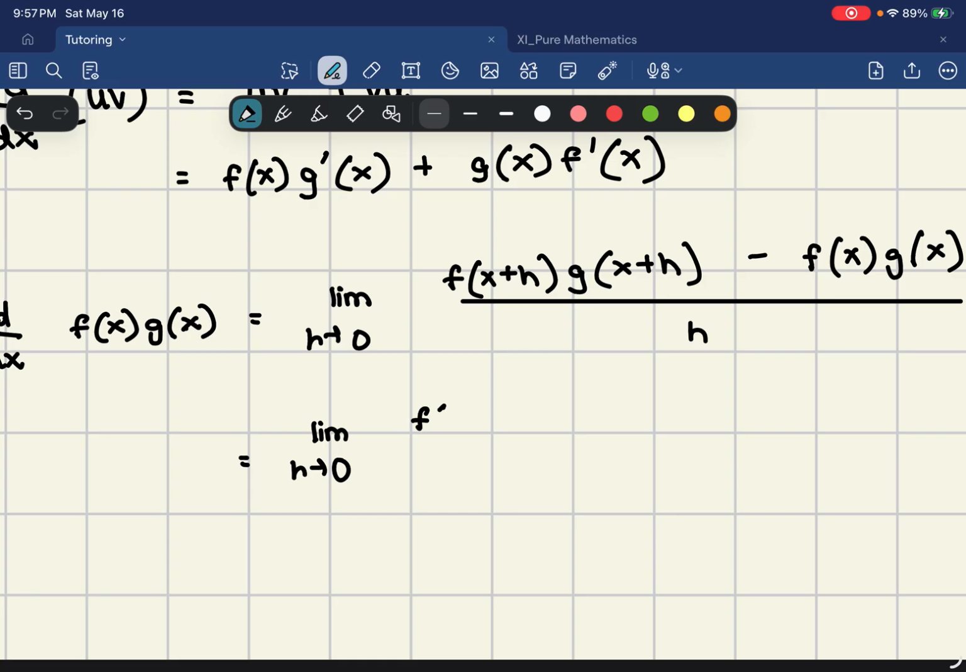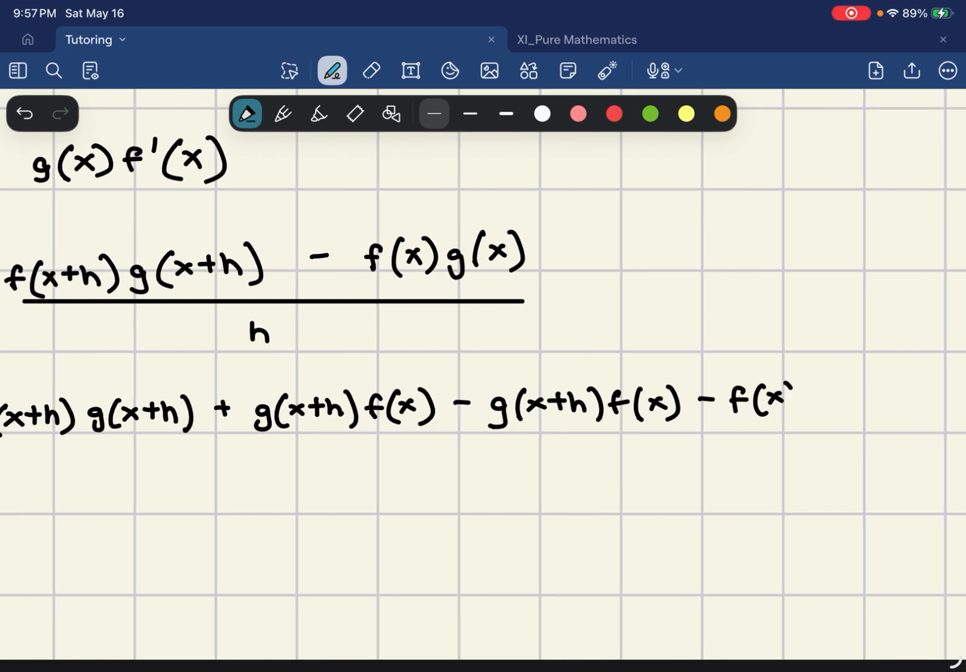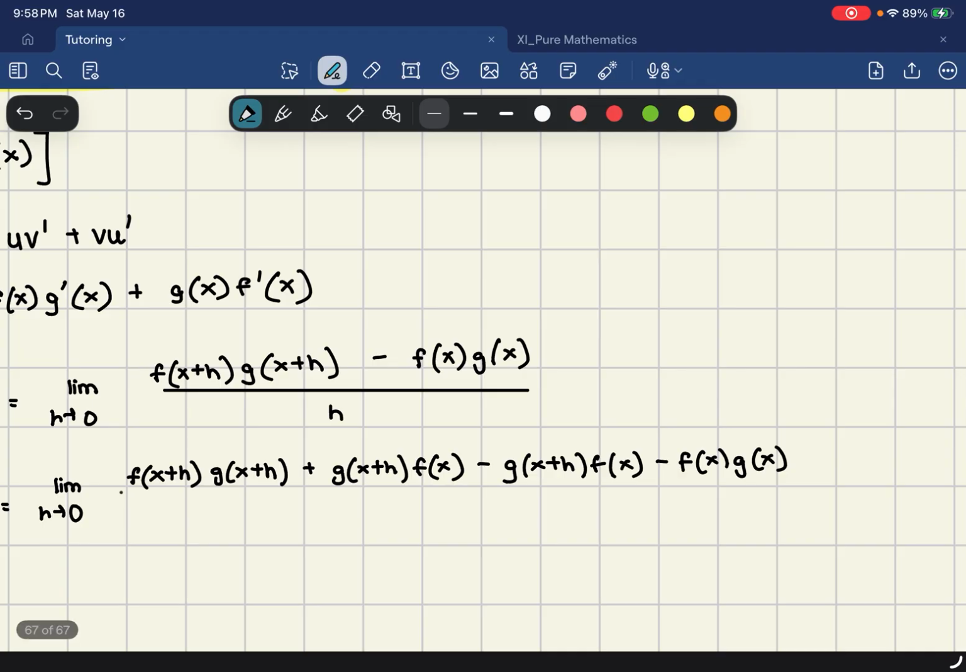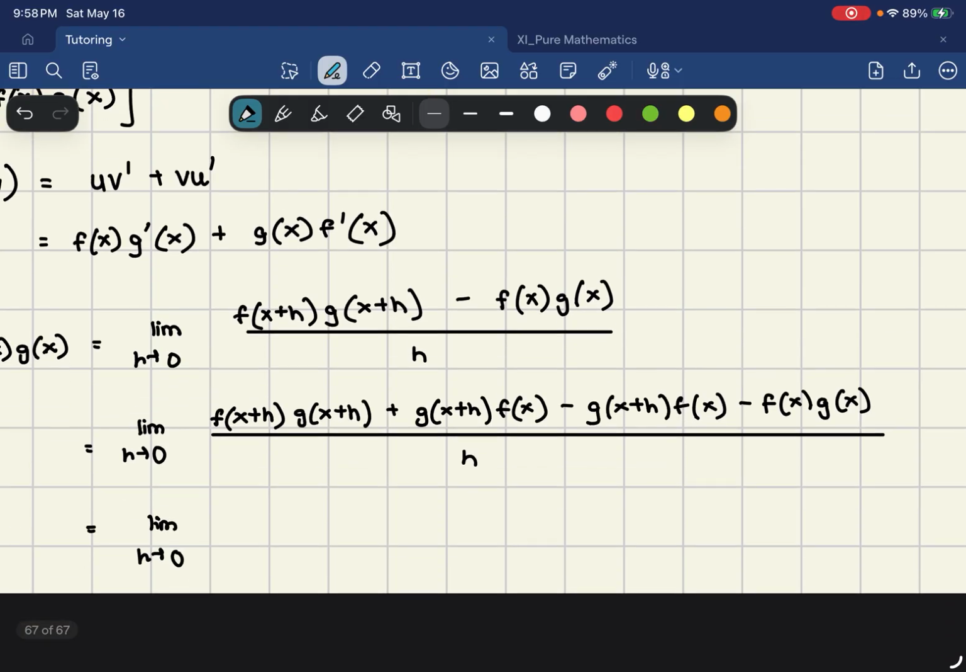If I add and subtract, right? g of x plus h, f of x minus g of x plus h, f of x, then that doesn't do it, because these two terms are the same thing. They're going to cancel out, right? f of x, g of x, divided by h. So my middle two terms are going to cancel out. So I have limit as h tends to 0. You don't need to know the proof. I'm just showing you if you're interested.